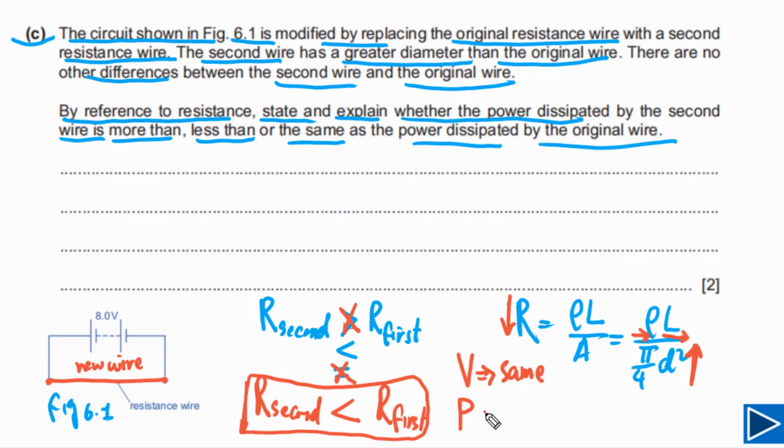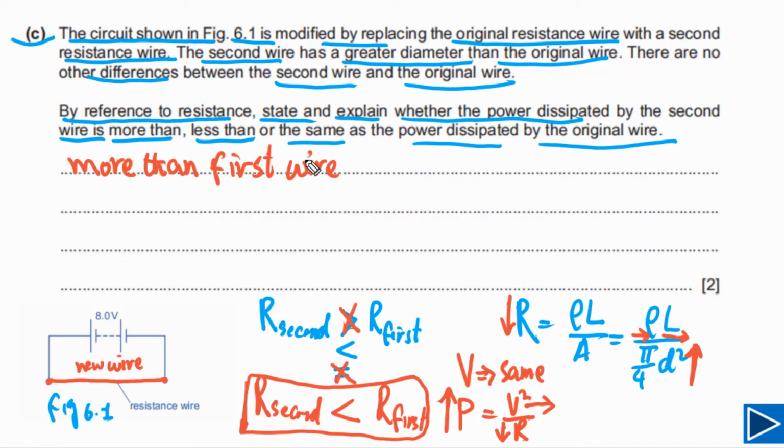So we can write down P is equal to V squared divided by R. If resistance is lower, the power dissipated in the wire is greater, because the potential difference across the wire is the same. So these points we need to mention. The first thing we can say is that in this case, power dissipated is more than the first wire. This is what you need to state: more than the first wire, or you can say the previous wire. This is the first point you can write.